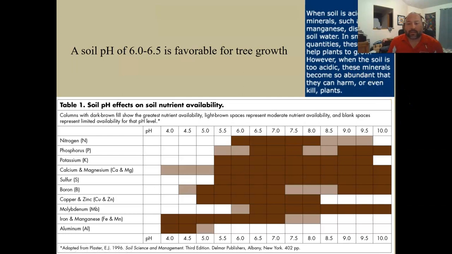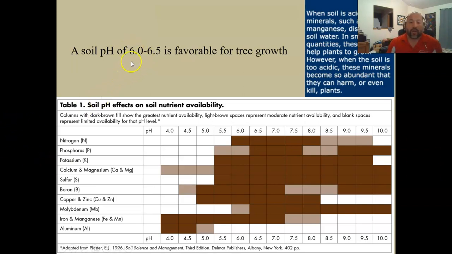So when a soil is acidic, minerals such as iron and manganese dissolve in soil water in small quantities. These minerals help plants grow. However, when the soil becomes too acidic, these minerals become so abundant that they can harm or even kill the plant. And so it's just kind of like everything else. Everything within limits. A little bit of something is good. A lot of something is usually bad.